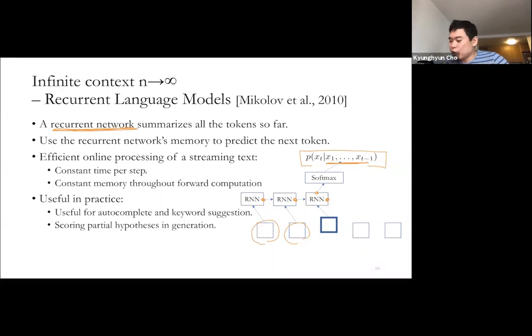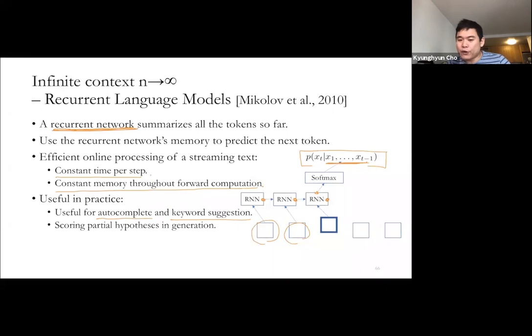So it allows us to do this very efficiently, and it is very useful because it only takes constant time per step and also constant memory throughout the forward computation. This is a very nice property that makes it really useful in practice. Because if you think about what this language model can do, it can score a partial sequence, any sentence starting from the beginning until some point. And then we can use that to auto-complete the sentence, which you're going to see later today, or to suggest a keyword. And then this recurrent language model can be used very nicely.